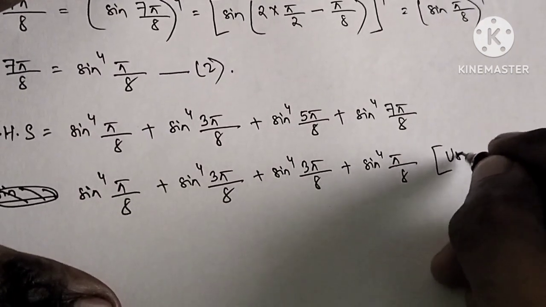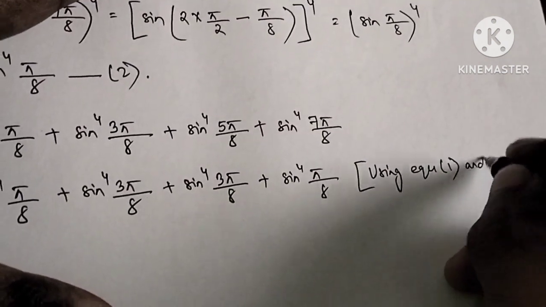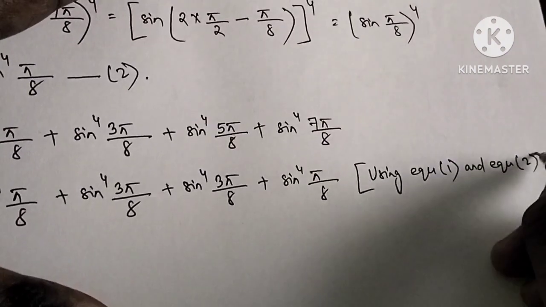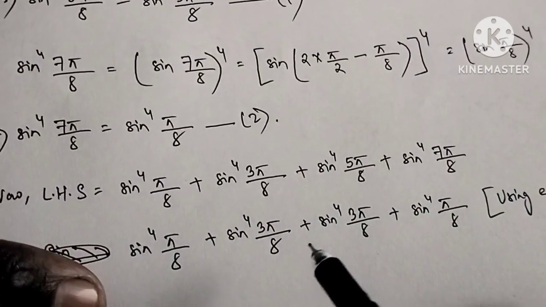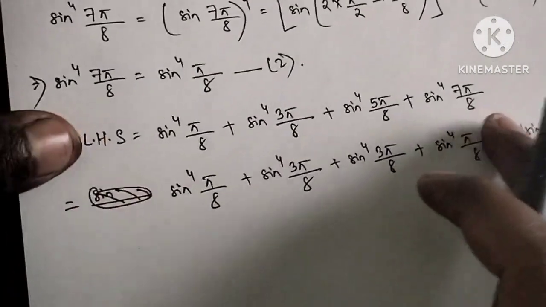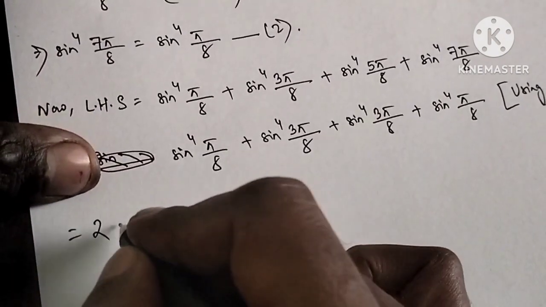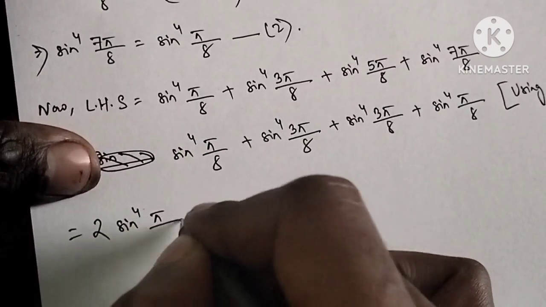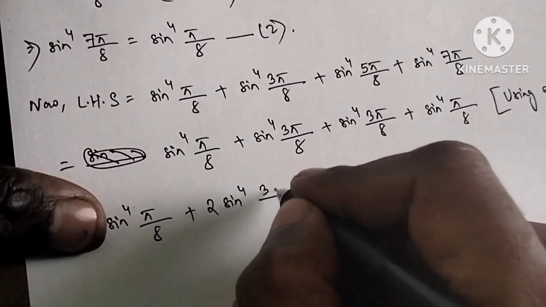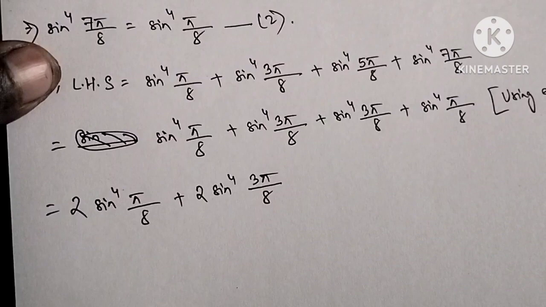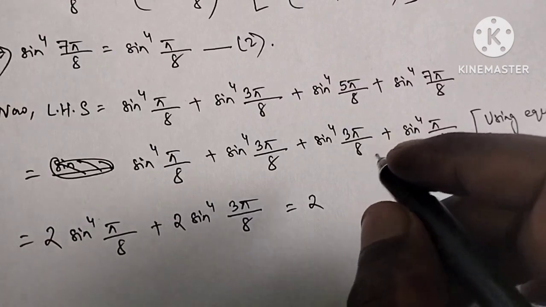So here you have to write using equation 1 and equation 2, right? We got this one using equation 1, and this one we got using equation 2. So it will be 2 sine to the power 4 pi by 8 plus 2 sine to the power 4 3 pi by 8, right? So now I will take 2 common, right?